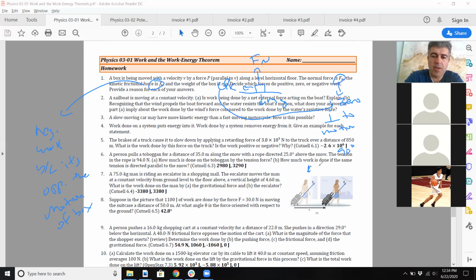90 degrees, and cosine 90 degrees equals 0. So that's the reason for number 1. So try and be very consistent, be a bit mathematical at the same time to back up our answers.